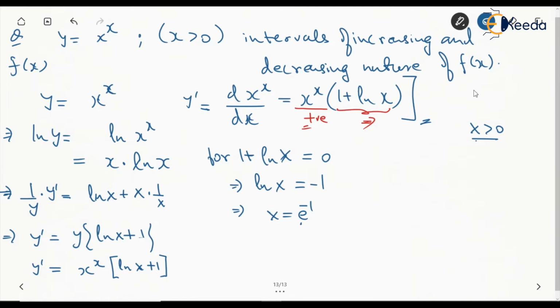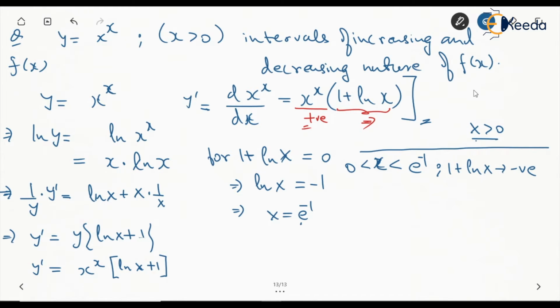So we can check, let's say for any value less than e to the power minus 1, ln x will have more negative sense than the 1, so in that case 1 plus ln x will become negative. You can check it for any value. If you want, you can check it for, let's say, x is equal to e to the power of minus 2. You'll find this value to be negative.